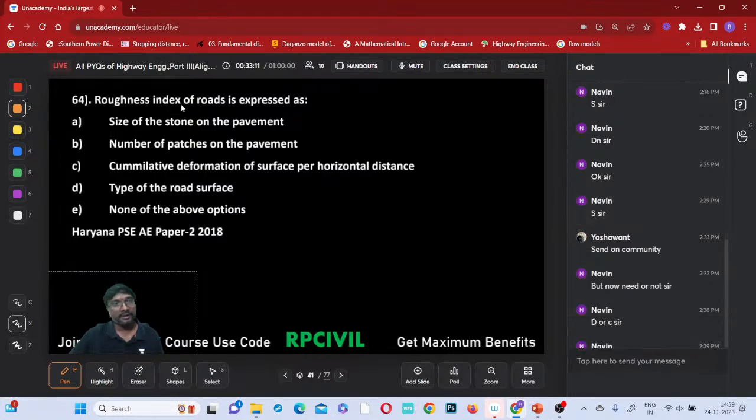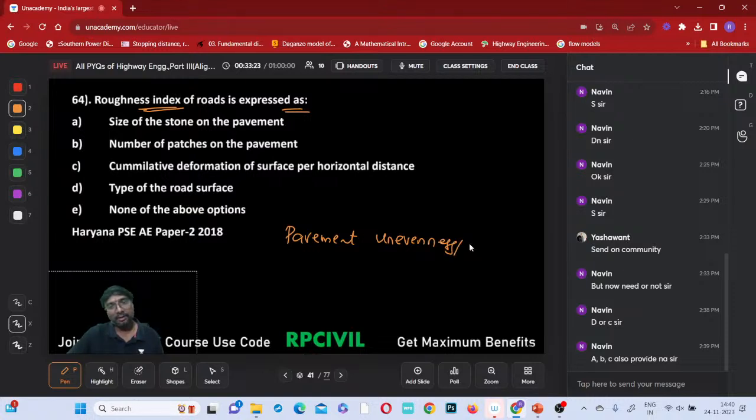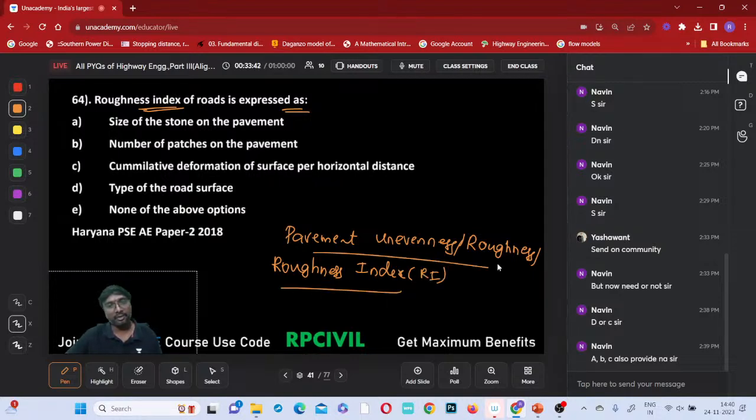So the roughness index for the road is expressed as what? Pavement unevenness, or pavement roughness, right? You can also call it a roughness index. How can you get that?